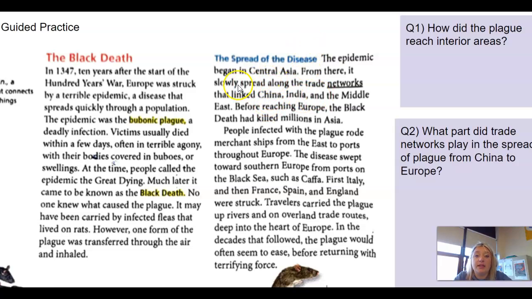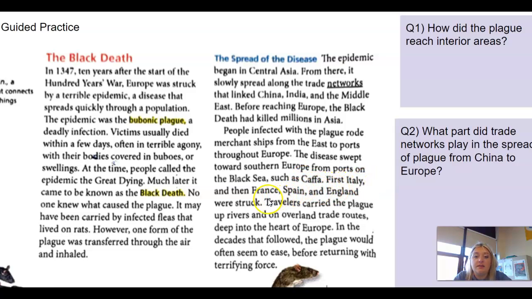The epidemic began in Central Asia. From there, it slowly spread along the trade networks that linked China, India, and the Middle East. Before reaching Europe, the Black Death had killed millions in Asia. People infected with the plague rode merchant ships from the east to ports throughout Europe. The disease swept towards southern Europe from ports on the Black Sea such as Jaffa.